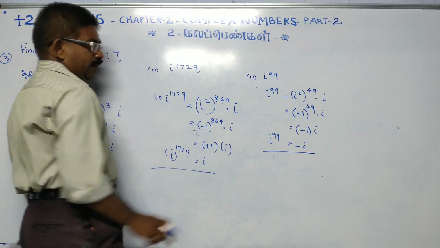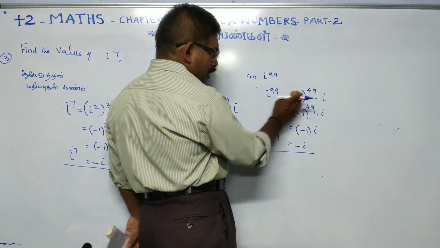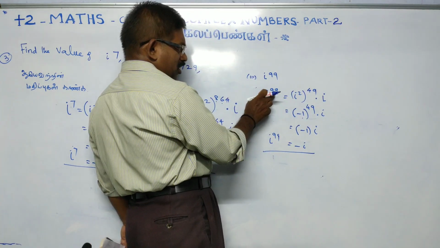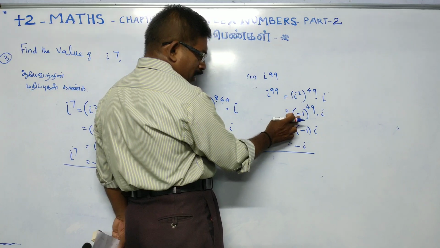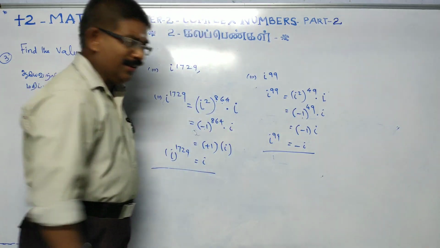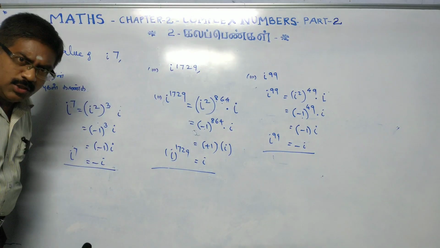1 into i. Now i power 99. We can write i square power 49. 2 into 49 means 98, and we multiply by i to get 99. The value of i square is minus 1. Minus 1 power 49 is negative. Minus 1 into i is minus i. Okay students.